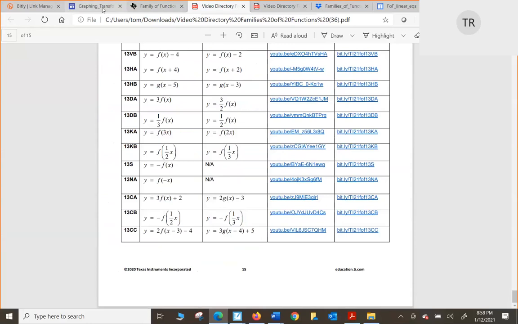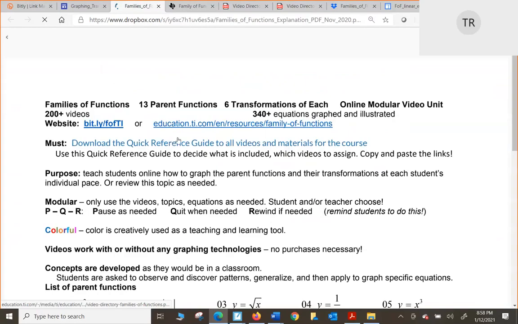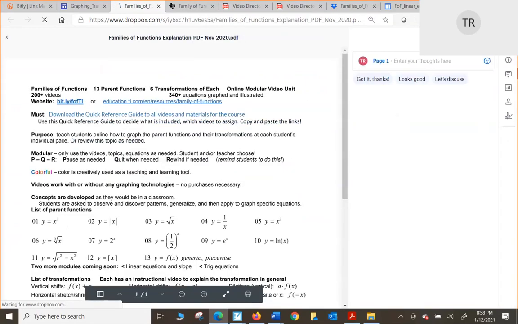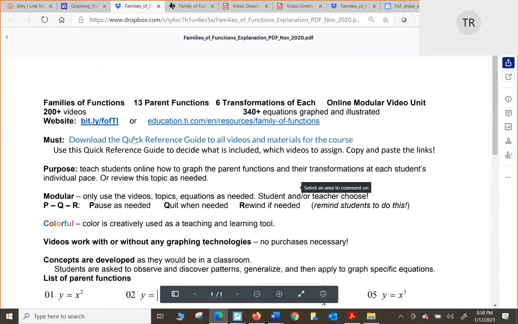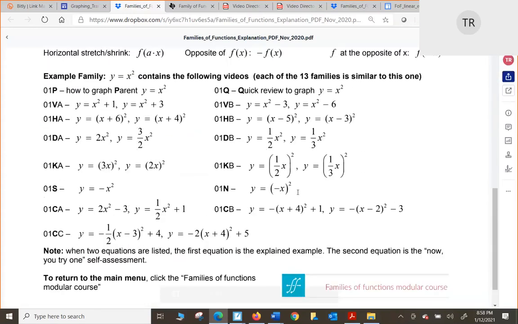So here it is. The second one is a one-page PDF that explains this. This is what would be essential for you, I think. You might want to print this, I'm not sure, but it's a real quick one-page summary that explains a lot of stuff. So I'll leave that for you.